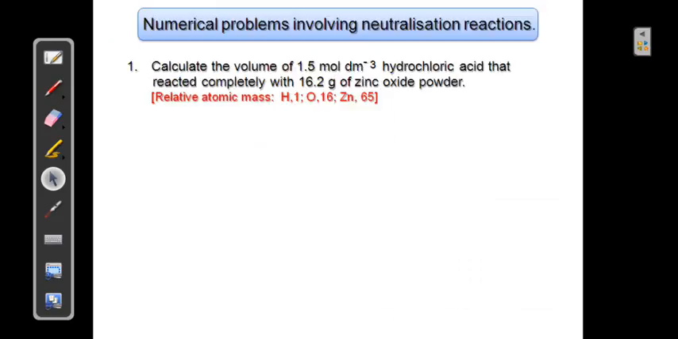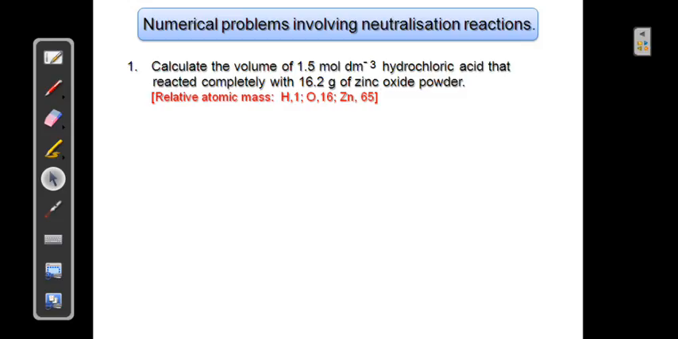So you will always encounter some numerical problems in your maths, in your chemistry test. You'll be required to calculate this and that, right? So here we're going to do some calculation and see how it is done. Number 1, you are asked to calculate the volume of 1.5 mol per cubic decimeter of hydrochloric acid that reacted completely with 16.2 grams of zinc oxide powder.